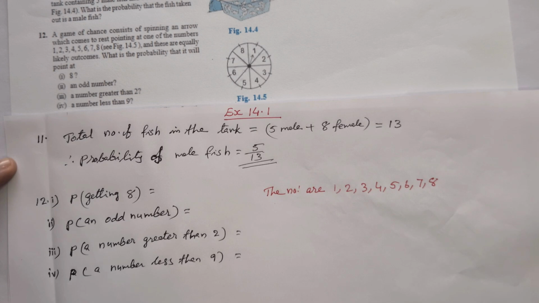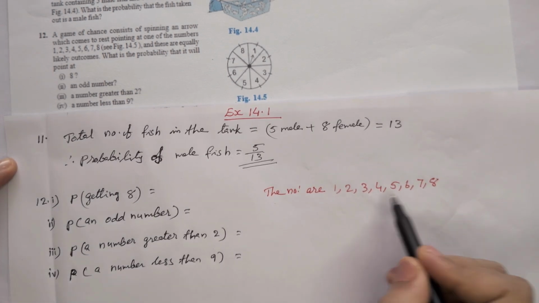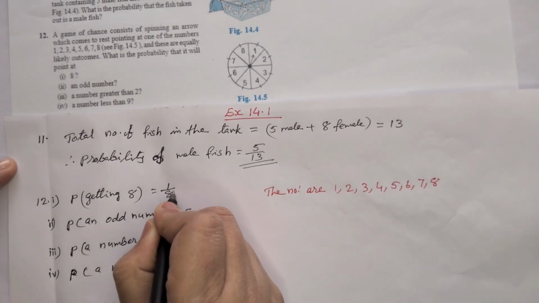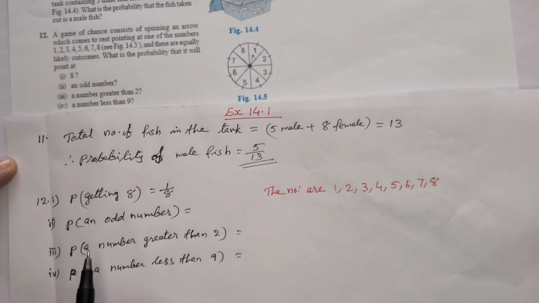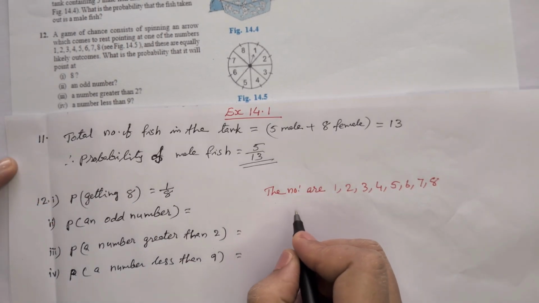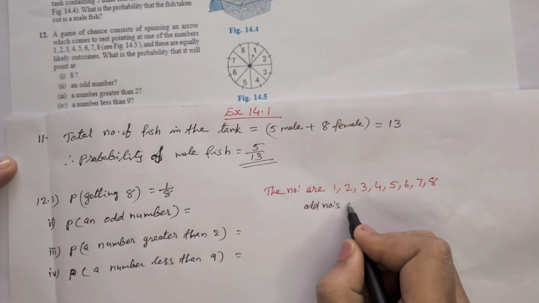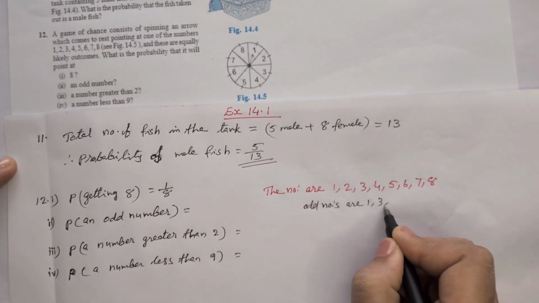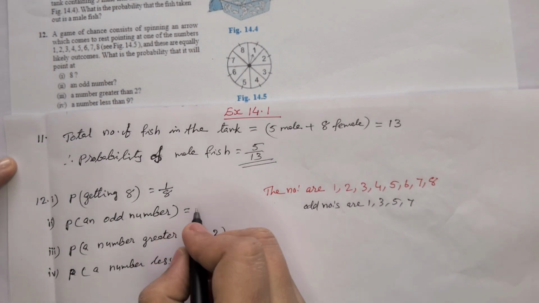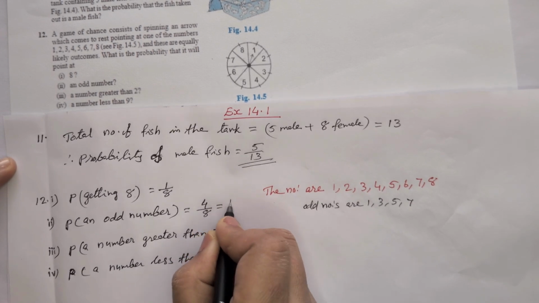Probability of getting, out of these 8, probability of getting that number is 1. Total 8 numbers are there. So 1 by 8 is the probability to get one of these digits. Then second, probability of an odd number. We know that the odd numbers here are 1, 3, 5, 7. So 4 numbers are odd. So we can write 4 by total, that is 8, which is equal to 1 by 2.